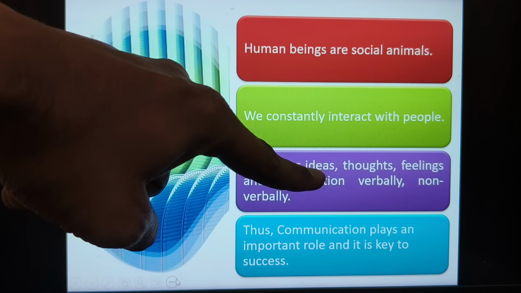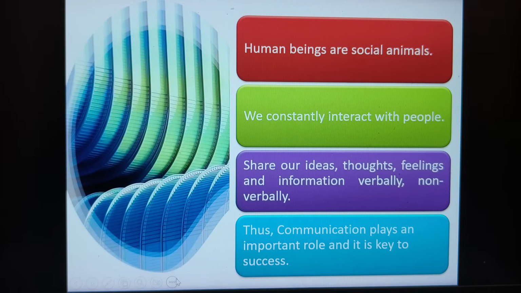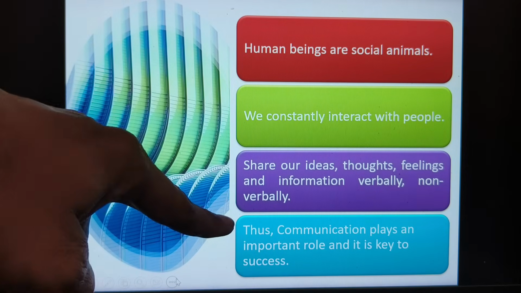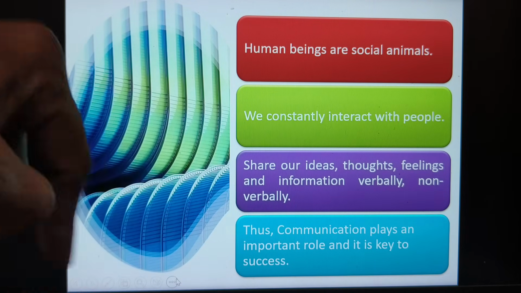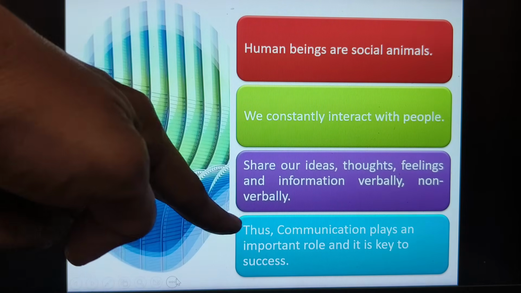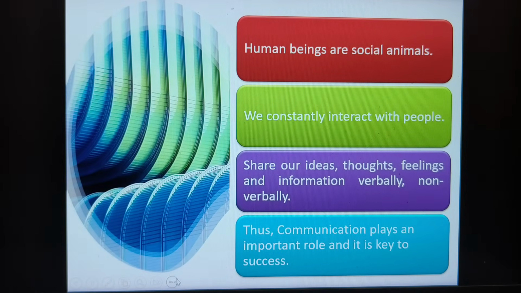So verbally means in the form of words, and non-verbally means without any words, maybe by gestures and many other things. And thus communication plays an important role and it is key to success. If you have good communication, that would be a way to our success.